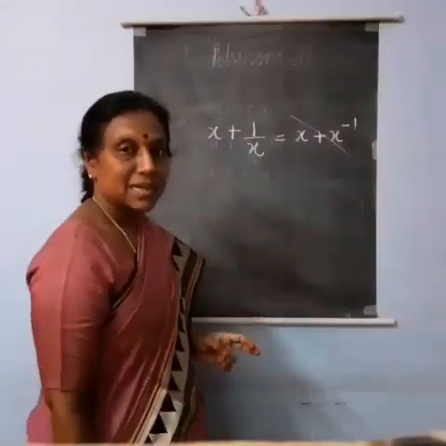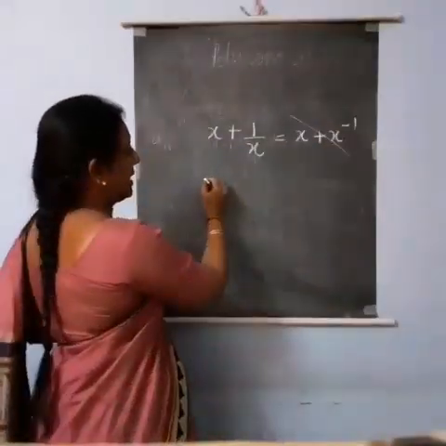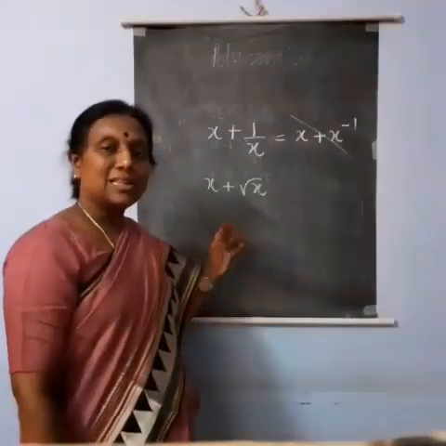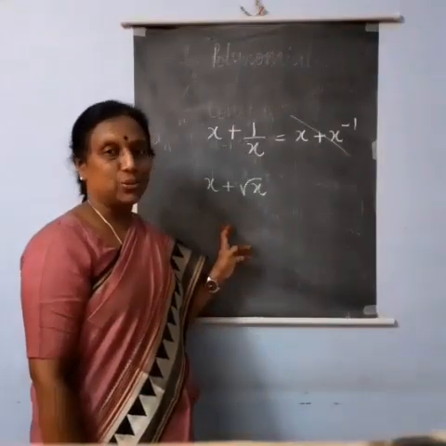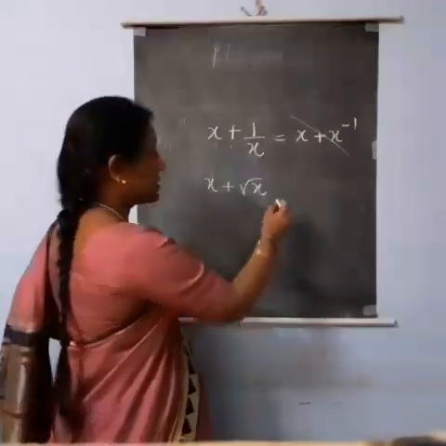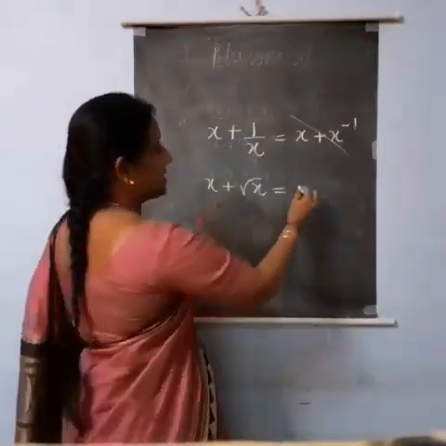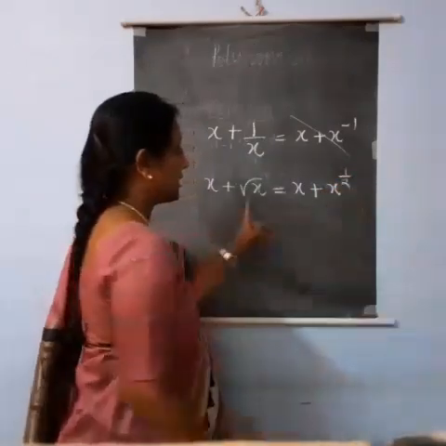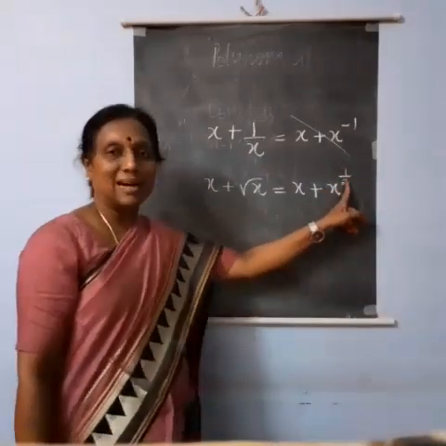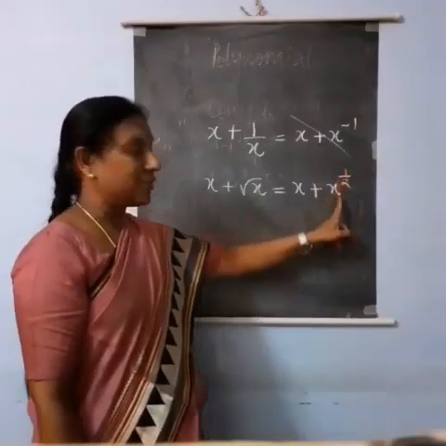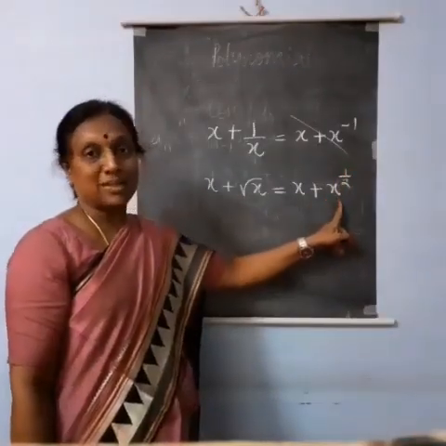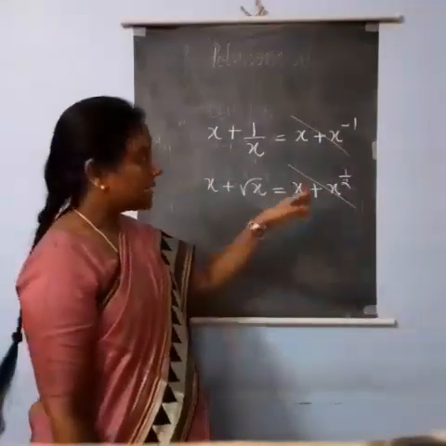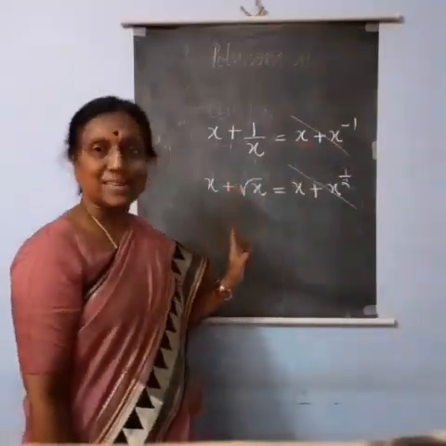Have you understood? Same goes, supposing I have x plus root x. Will this be a polynomial? No. Why? Because this is actually x plus x power half. Root x is actually x to the power of half. So the power of x is not a whole number, so this will also not be a polynomial. But these two are expressions.